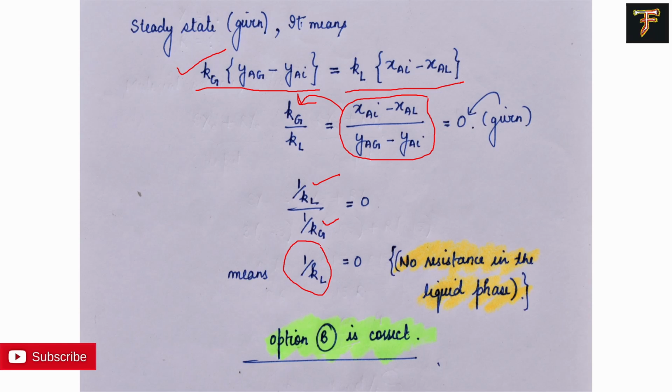So option B is correct, which mentions that you will not feel any resistance when the component enters the liquid and has to diffuse through the liquid. There will be no resistance.